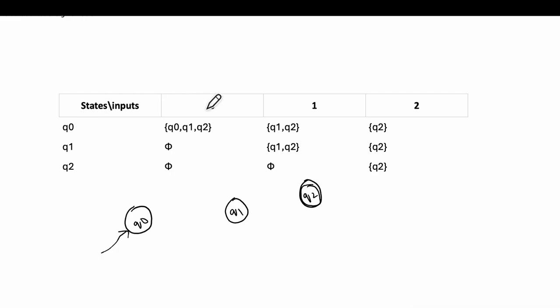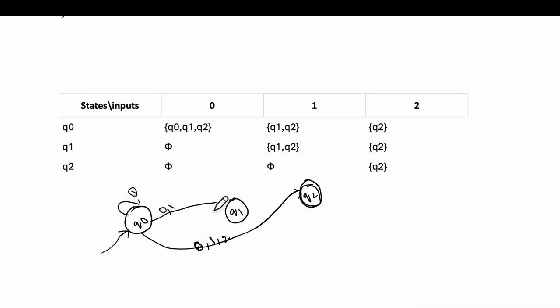Now Q0 on 0, it is going to Q0, Q1 and Q2. Next, Q0 on 1, it's going to Q1 and it is also going to Q2. Q0 on 2, it's going to Q2.